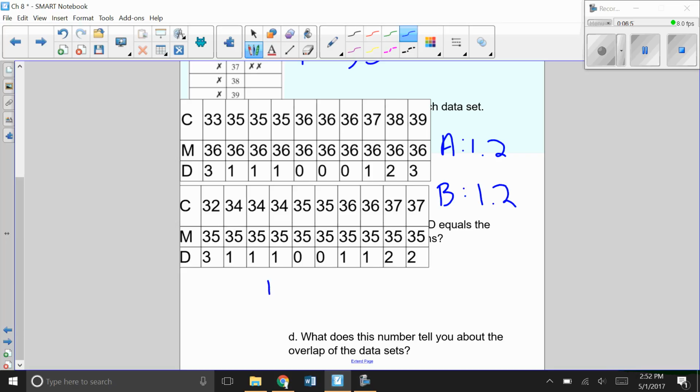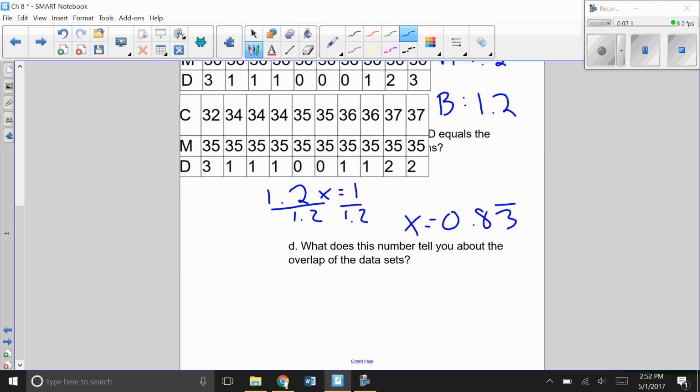Now this question, even though you can't see it because it's behind my table, asks us to find what multiple of the MAD equals the difference between the means, which in this case is 1. So we divide both sides by 1.2. That x equals 0.83 repeating. So what does that mean about the overlap? There is a lot of overlap.